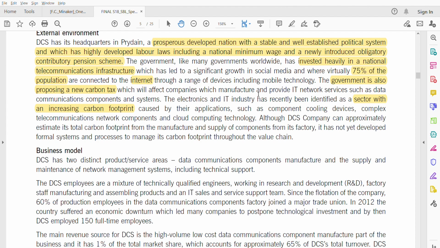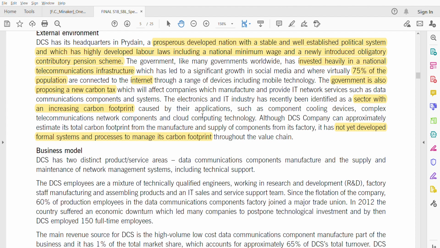Okay. Although DCS company, I'm reading here: although DCS company can approximately estimate its total carbon footprint from the manufacture and the supply of components from its factory, it has not yet developed formal systems and processes to manage its carbon footprint throughout the value chain. So this is a limitation, right?